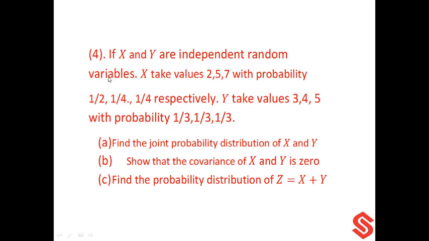Next, fourth problem. If x and y are independent random variables, x takes values 2, 5, 7 with probability 1 by 2, 1 by 4, 1 by 4 respectively, and y takes values 3, 4, 5 with probability 1 by 3, 1 by 3, 1 by 3. A. Find the joint probability distribution of x and y. B. Show that the covariance of x and y is 0. C. Find the probability distribution of z is equal to x plus y.